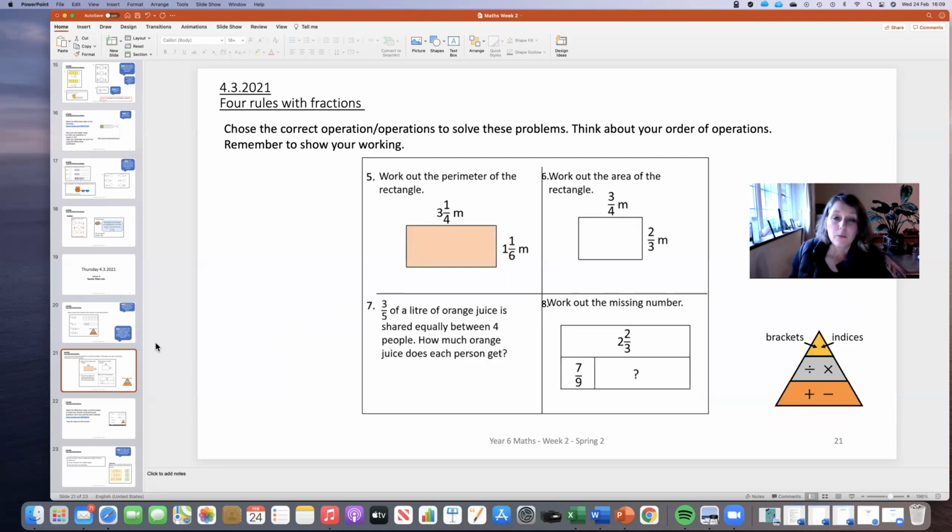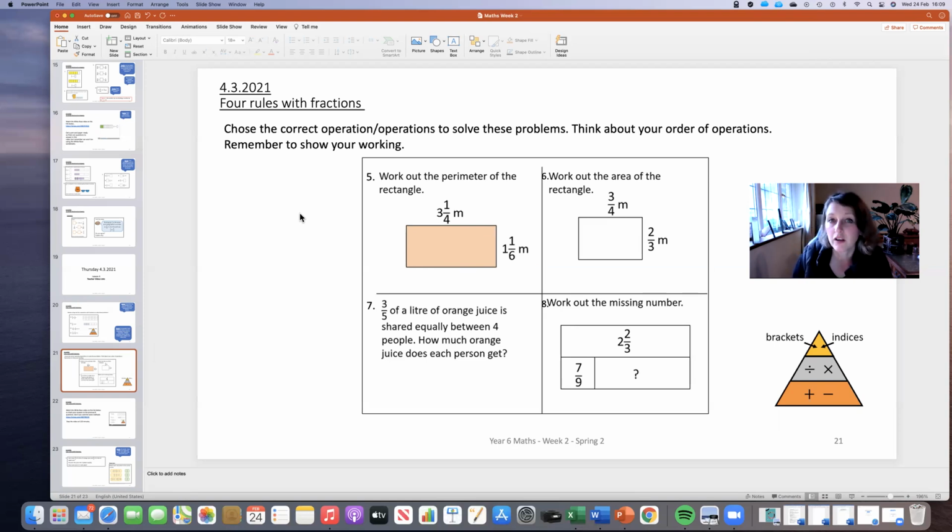Then we'd like you to have a go at these 4 additional questions. I'm going to read them to you. Work out the perimeter of this rectangle. So remember, area Annie, those people filling out the space, or the perimeter. I'm going to do the perimeter of my box here. There we go, perimeter. The perimeter is all the way around the outside. So what are you going to have to do first?